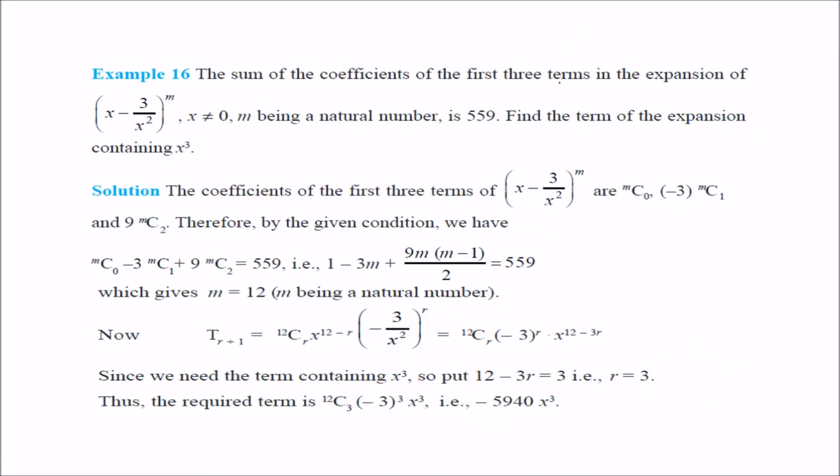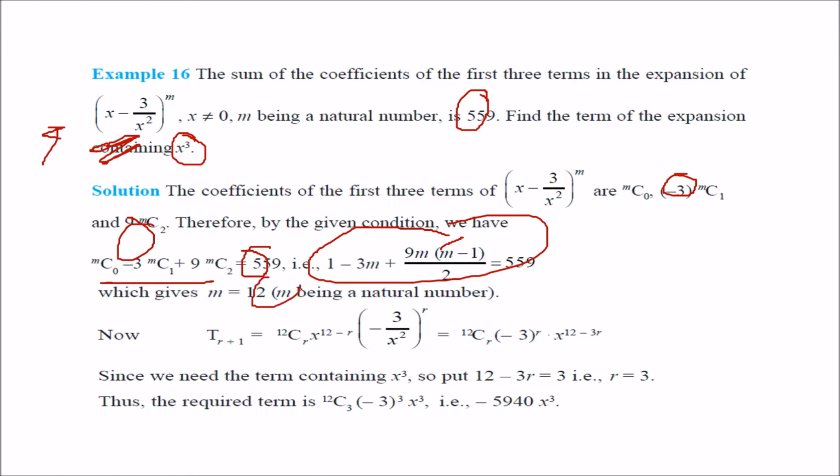Next is, the sum of the coefficients of the first three terms in the expansion of this, m being a natural number, is 559, and we have to find the term of the expansion containing x cube. So the coefficients of the first three terms of this are nothing but mC0, mC1, mC2. You can very well find out. Just add them, you will get 559, and if you solve this, m will be 12.